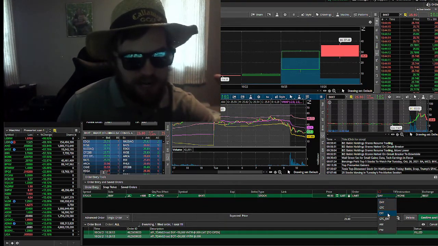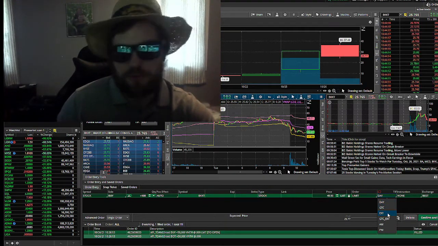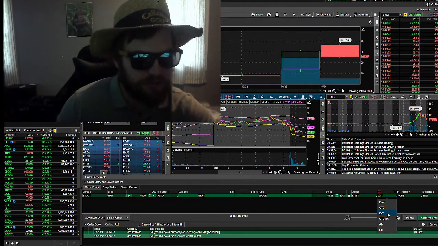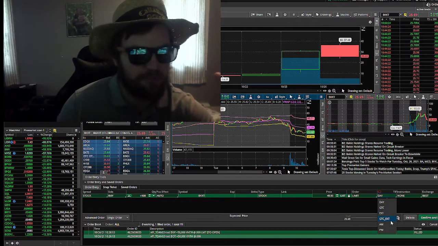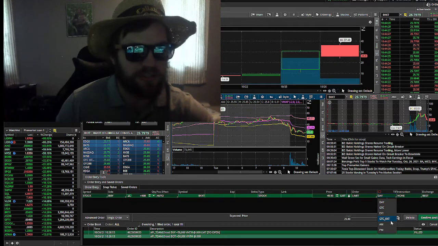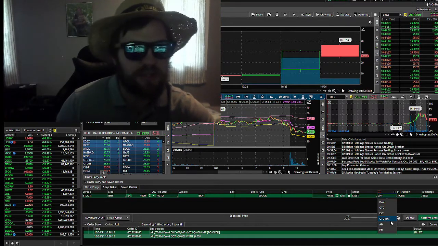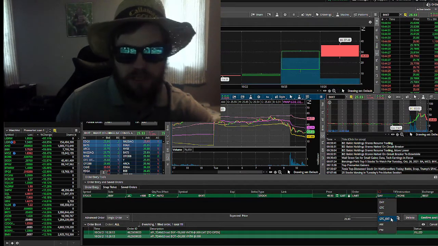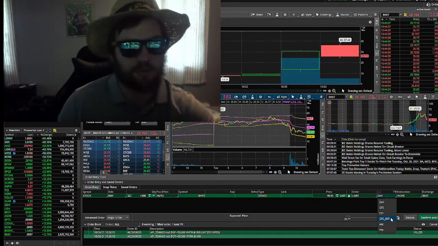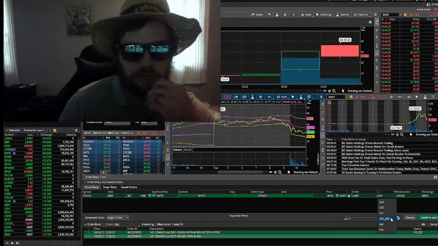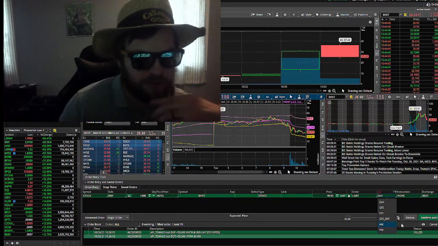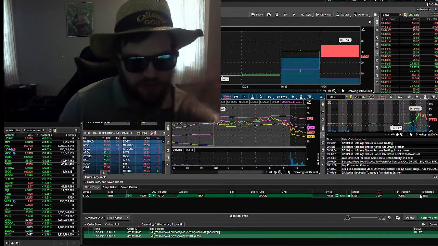EXT is extended hours, so that would give you pre-market and post-market, and that's it. Good till cancel is pre-market post. GTC EXT is good till cancel extended hours. So it would go throughout the entire day, pre-market, regular market, post-market, and it will remain there until you cancel the order. AM, of course, is pre-market. PM is post-market.